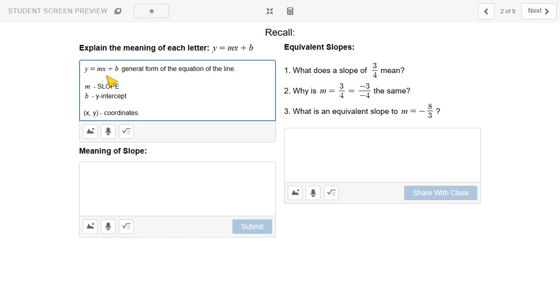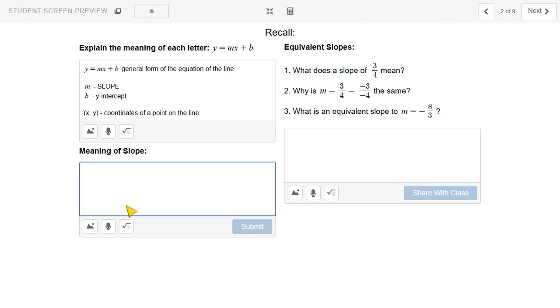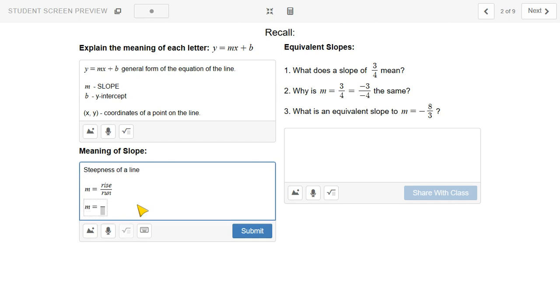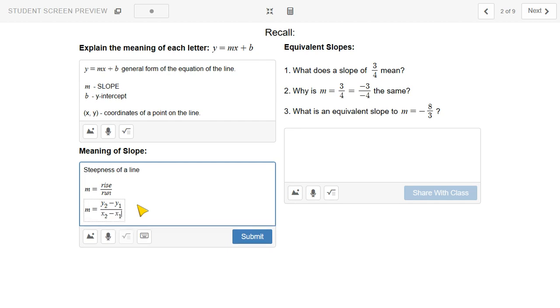We can substitute any x in here and we will have a corresponding y after we do the computation. Those are going to be points that are on the graph. The meaning of slope is the steepness of a line. So we can use the equation m = rise over run for slope. We could also use the equation where we're talking about the difference in y, which represents rise, and the difference in x, which represents the run.